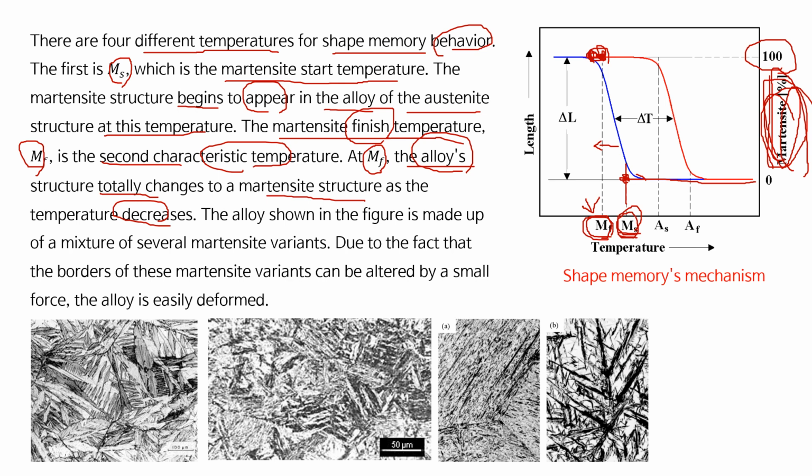The alloy shown in the figure is made up of a mixture of several martensite variants. Due to the fact that the borders of these martensite variants can be altered by small force, the alloy is easily deformed. So this structure can be easily deformed by small force.